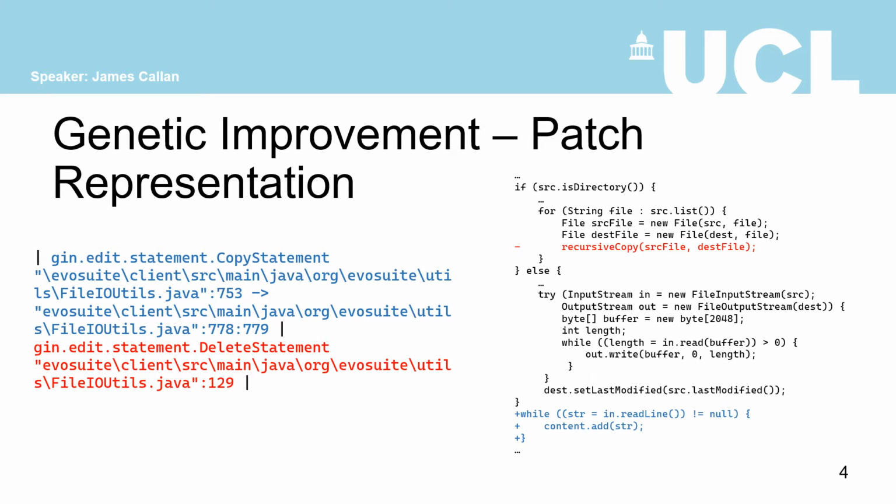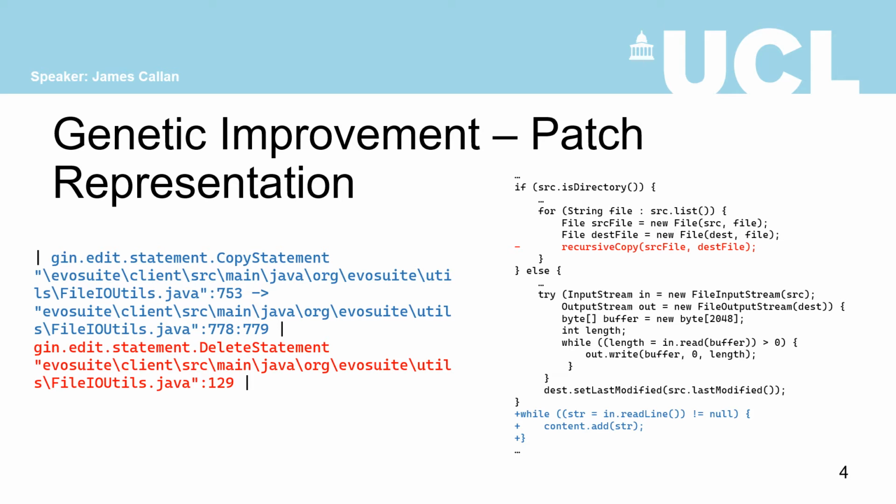Genetic improvement is a search-based software engineering technique which attempts to find patches which can somehow improve a program with respect to some property whilst maintaining its functionality. Genetic improvement uses heuristics or meta-heuristics to search through a landscape of potential patches in order to iteratively find better and better patches with respect to the property being improved.